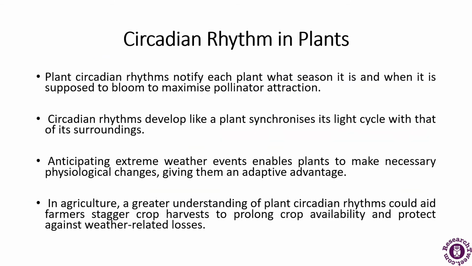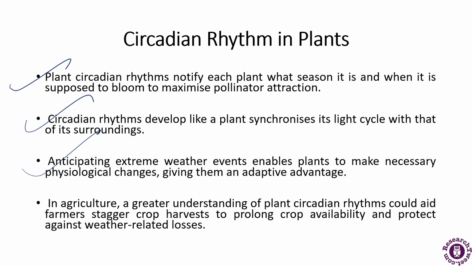Now, if I talk about circadian rhythms in plants, what is it about? Plant circadian rhythms notify each plant what season it is and when it is supposed to bloom to maximize pollinator attraction. Leaf movement, germination, stomatal exchange, development, and photosynthetic activity are just a few of the behaviors that display the rhythm. Circadian cycles develop so a plant synchronizes its light cycle with that of its surroundings. Such rhythms seem to be self-sustaining and endogenously produced, and they stay largely stable across a wide range of ambient temperatures.